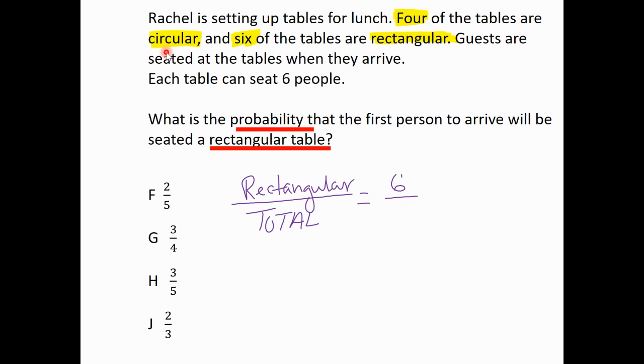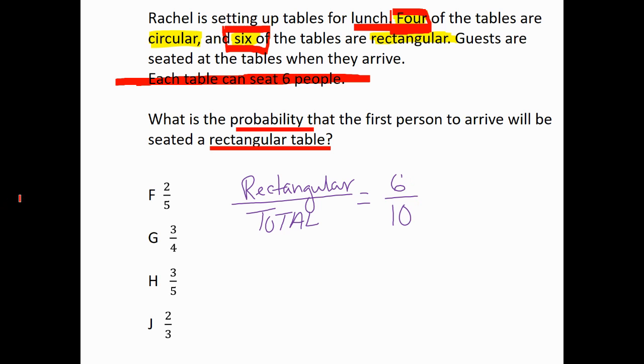So there are 4 tables that are circular and 6 tables that are rectangular. Do not get confused by this number 6 here. This is 6 people. So when you're looking for a total, you're not just adding all the numbers that they gave you. You have to pay attention to what you're talking about. We're talking about tables only. So I don't want this 6 people right here. This is extra information that we don't need. All we need to know is that there are 4 tables that are circular and 6 tables that are rectangular. So that's a total of 10 tables.